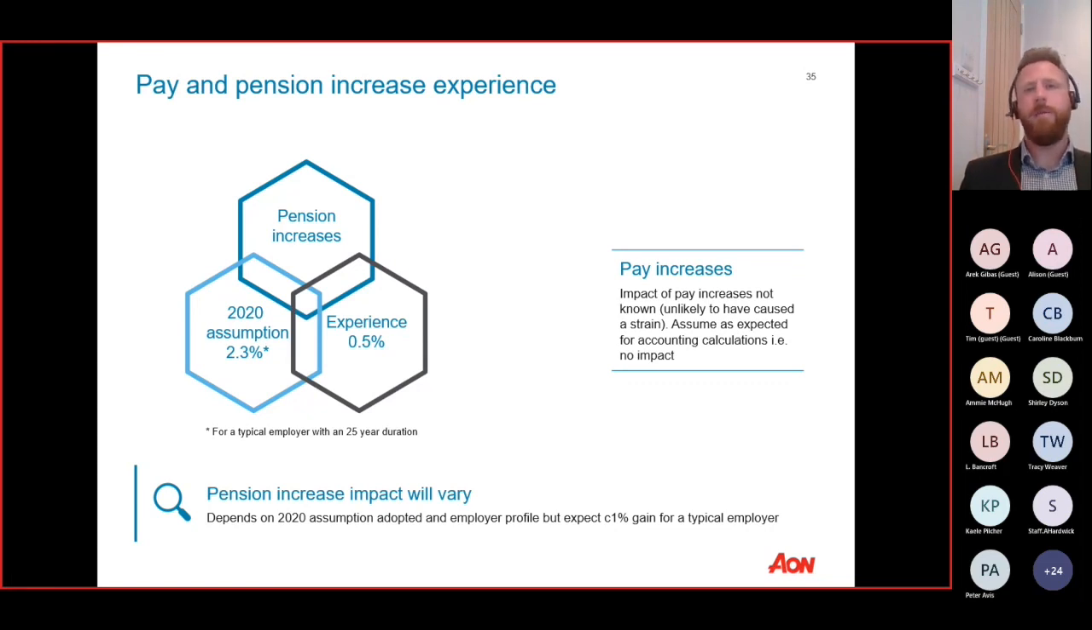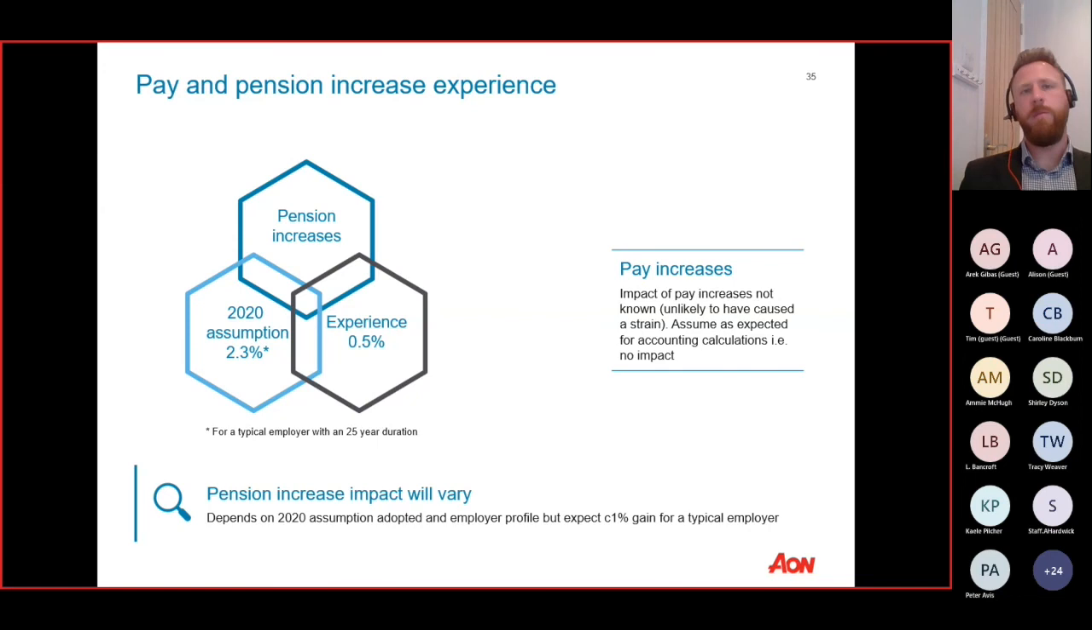Again, if this is something that doesn't really work for you, if you know that your pay increases have been zero, for example, over the year, then you can request that we allow for that. We can give you an idea of the impact, whether or not it's going to have a significant impact on your figures. So something to consider and discuss with auditors. Pension increases, however, we are able to do something on.